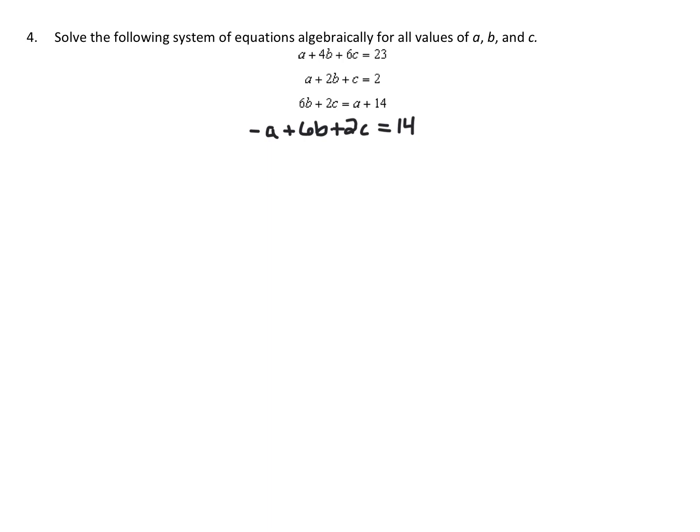Okay, so again, all I did was I took this A and moved it in front of the 6B and made it negative, okay? So then all we were left with on the right side of the equation is 14. So I'm going to just cross this off because we no longer need this. All right, so now we have 3 equations all set up in the same order.